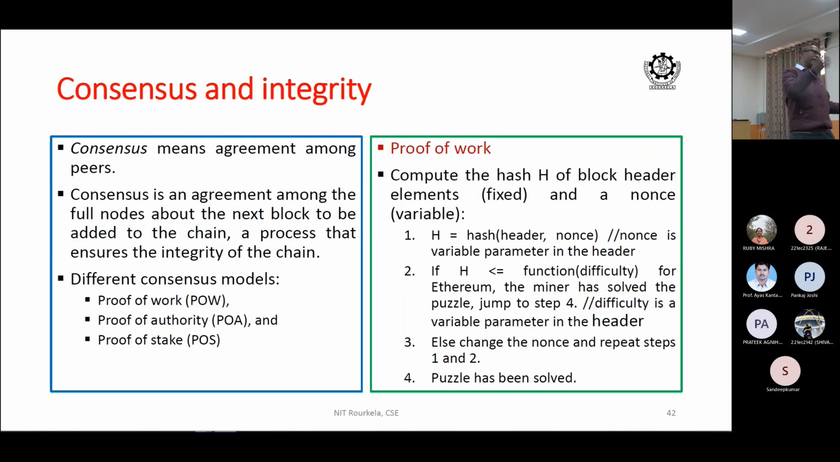Then you generated a block, right? Whether the block is to be added, unless there is a consensus among all the participating nodes, the block is not going to be added. So there has to be a consensus. There exists a consensus mechanism, and this consensus adds the block, and it also checks the integrity. The consensus means agreement among the peers. So all the peers have to agree that some block is to be added into the network. The consensus is the agreement among the full nodes about the next block to be added into the chain.